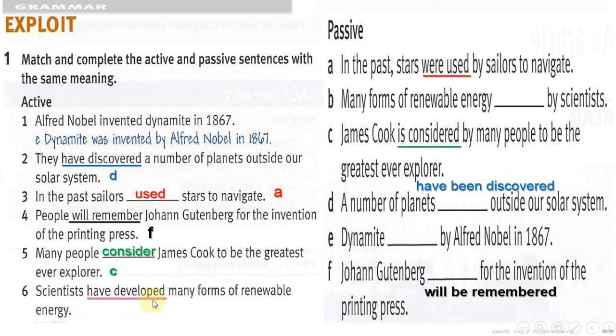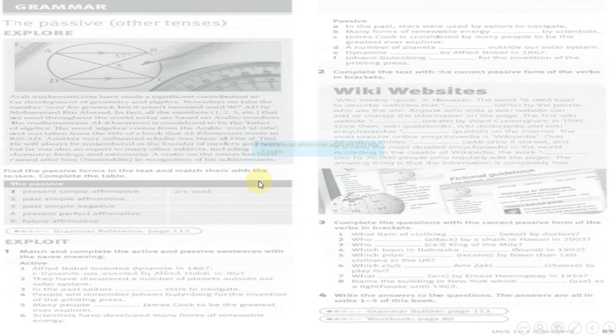Scientists have developed many forms of renewable energy. This one goes with B. Many forms of renewable energy have been developed. Many forms, actually, this is the plural, that's why we use have, okay? Then we added been, then the past participle of the verb.